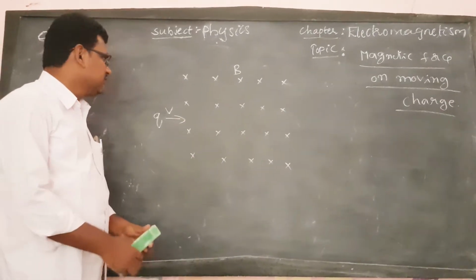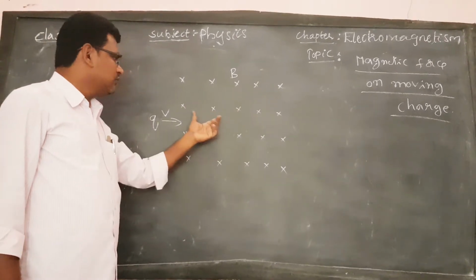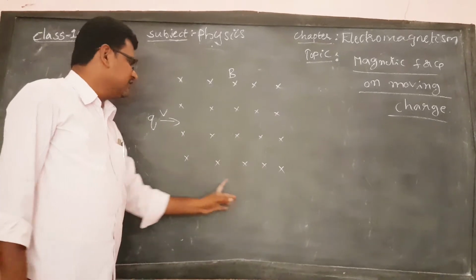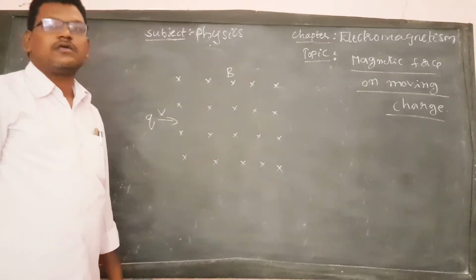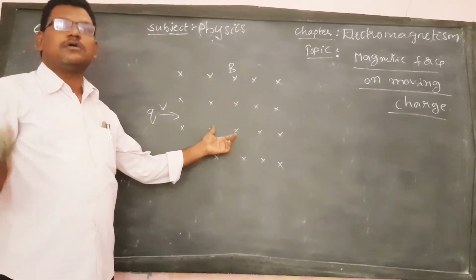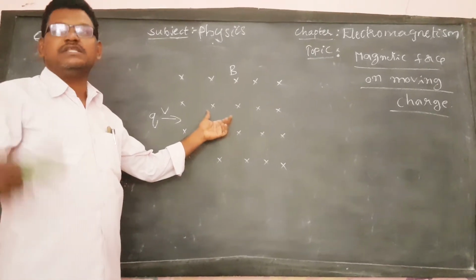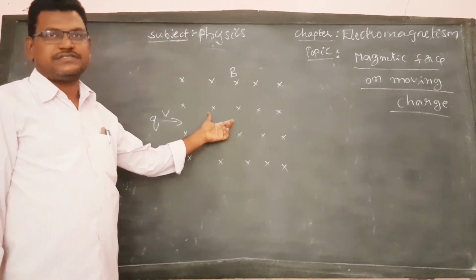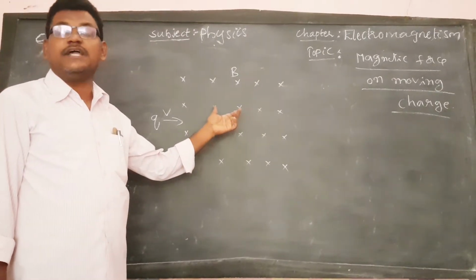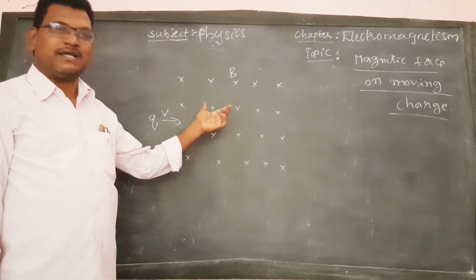Now let's see here. There is a uniform magnetic field and its direction is into the plane. It may be produced by magnets or else by current carrying wires. Already I explained what is meant by uniform and non-uniform magnetic field.